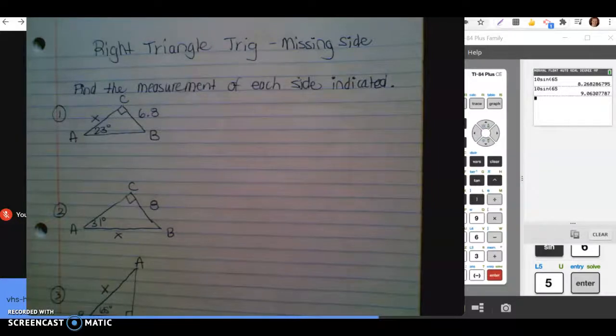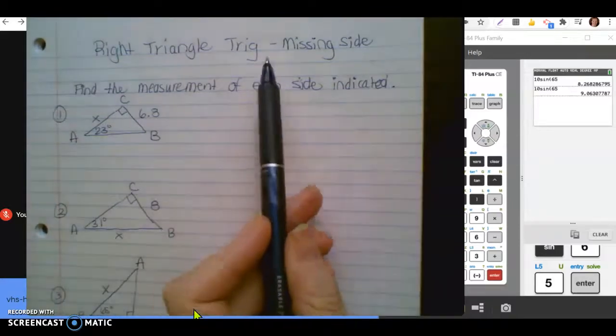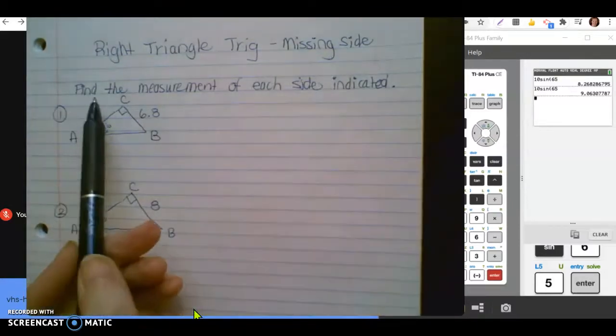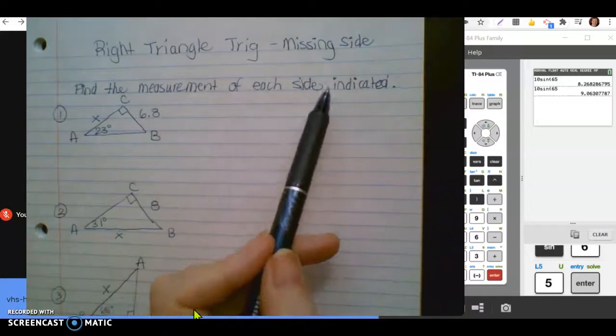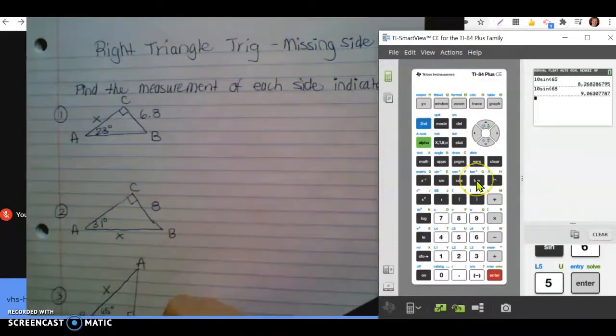Okay, guys, so we're going to do some right triangle trigonometry, and this involves solving for a missing side. So find the measurement of each side as indicated. And I have my TI-84 up here so that I can use it. And I would suggest that you use this because I think it'll be easier to handle what's going on.